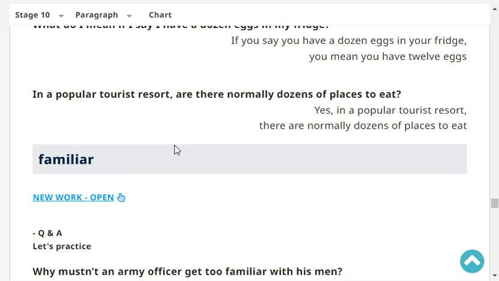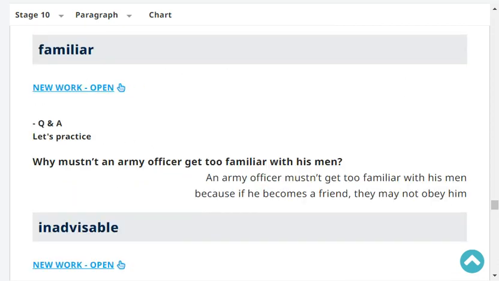Yes. In a popular tourist resort, there are normally dozens of places to eat. Very good. Next, repeat. Familiar.